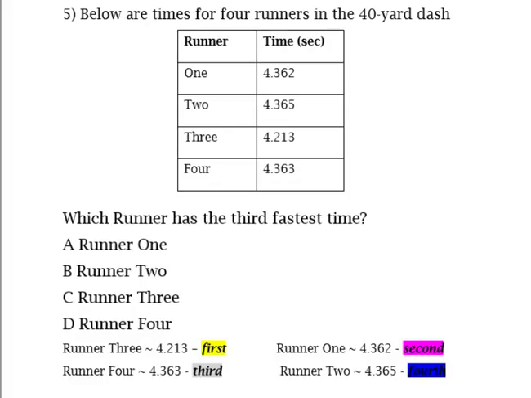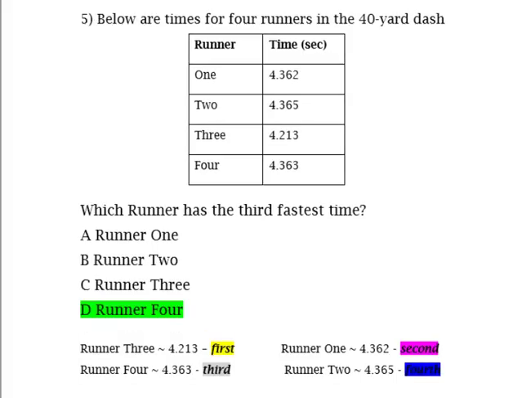Let's go back to how we listed all of our runners from first to fourth to see who has the third fastest time. What's your guess in what the correct answer is? If you said runner 4, you are correct. Runner 4 had the third fastest time. You did great. We are finally finished.